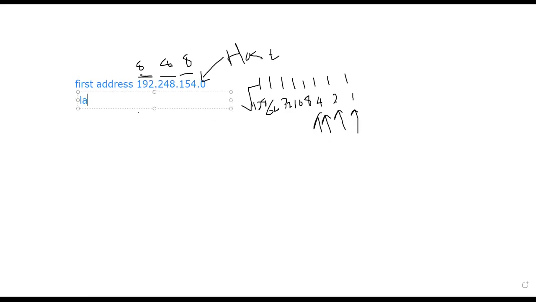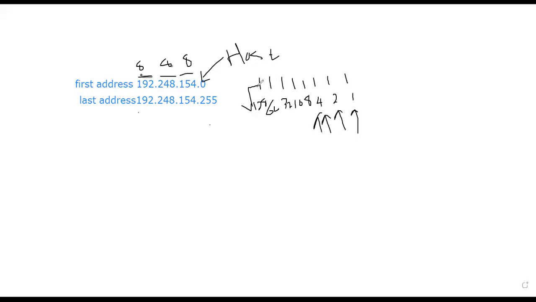Sorry, the last address is going to be 192.248.154.255. So what did I do? Simply I converted all the host bits to 1. You need to make all the host bits 1 to find the last address. If it is the first address, you must make all the host bits 0. If it is the last address, you need to make all the host bits 1.